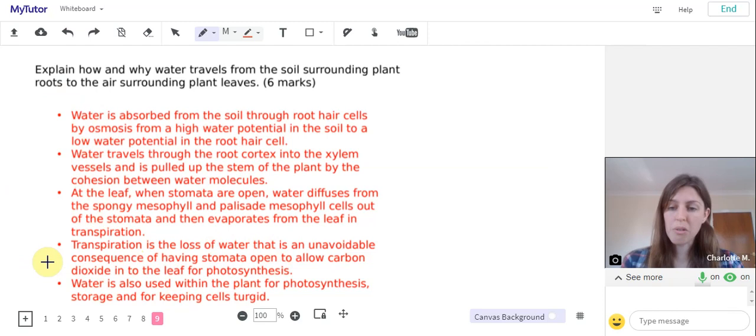So transpiration is the loss of water that is an unavoidable consequence of having stomata open to allow carbon dioxide into the leaf for photosynthesis. Secondly, water is also used within the plant for photosynthesis, storage, and for keeping cells turgid.